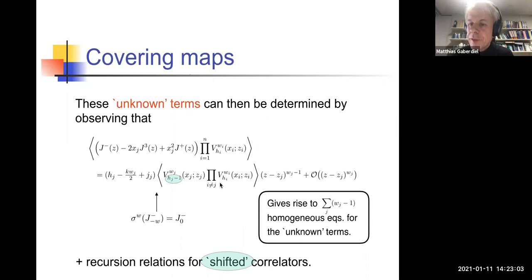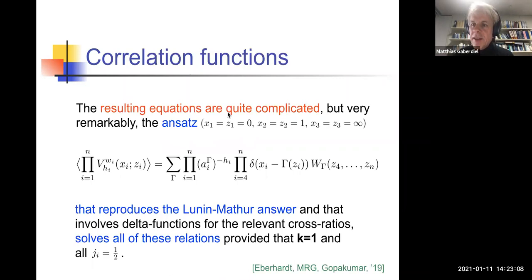But what we can show is that this ansatz always satisfies all of these equations, including a delta function term of the form relating cross ratios to cross ratios. And so it has exact, and including this factor that we've seen from the Lunin-Mathur answer. But this only works provided that there is a magic identity between the spins and the level, which in its easiest incarnation tells you that if you take the level being equal to one, which is the case we are primarily interested in, then all the JIs have to be equal to a half, which is anyway what will happen for this model, because these are the only representations that are compatible with the PSU(1,1|2) level one representation theory.